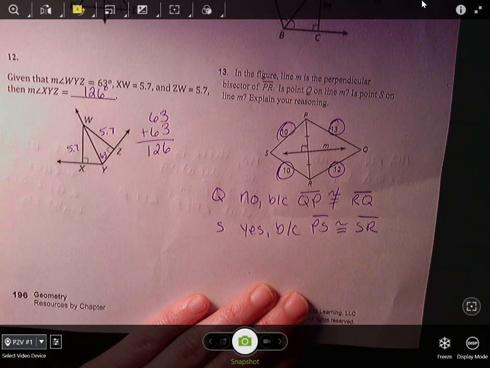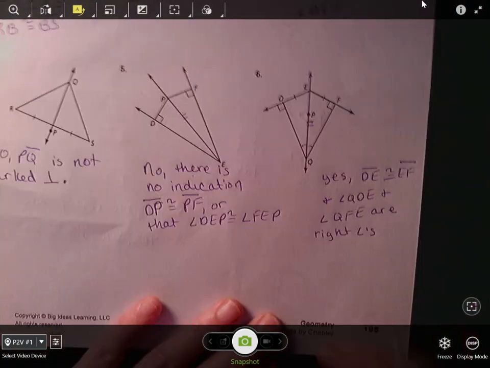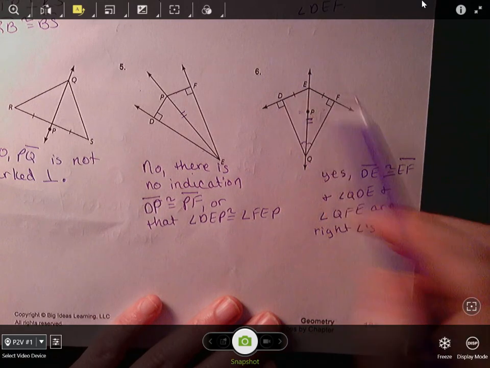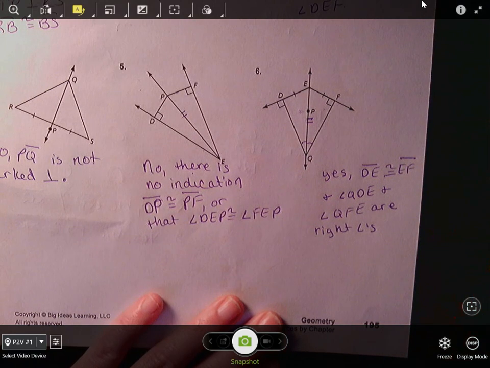Can you go back to number 6? Yes, segment DE is congruent to segment EF, and angles QDE and QFE are right angles. So it doesn't matter where the point is, we just look to see if they're congruent, if they're right angles.